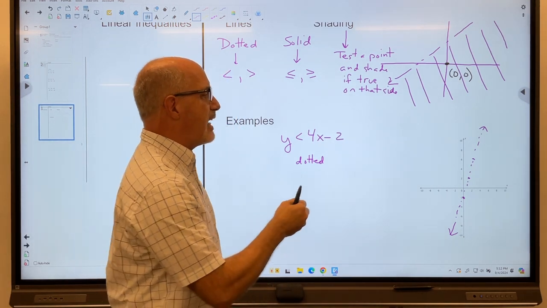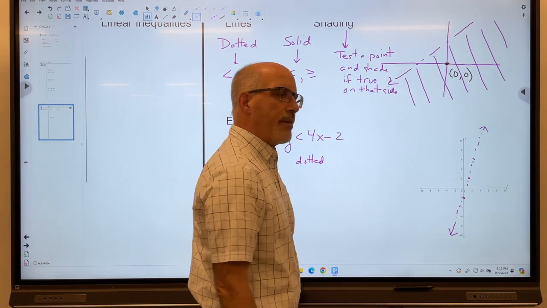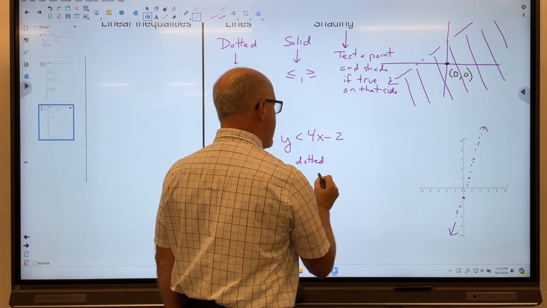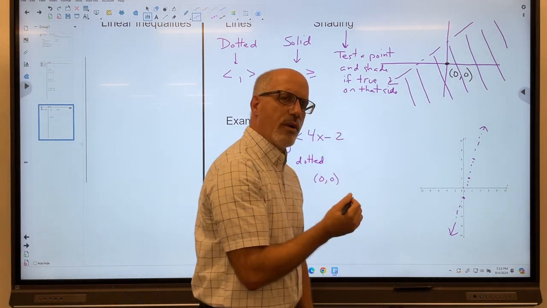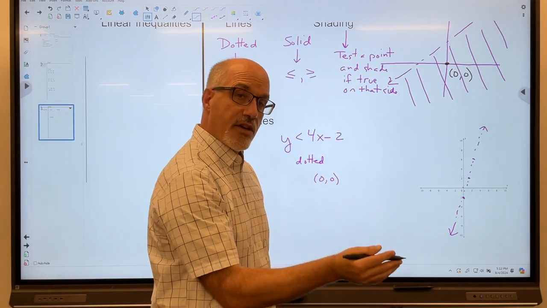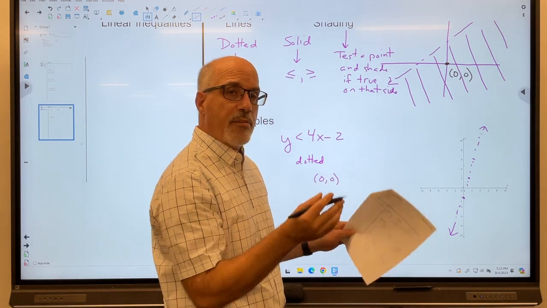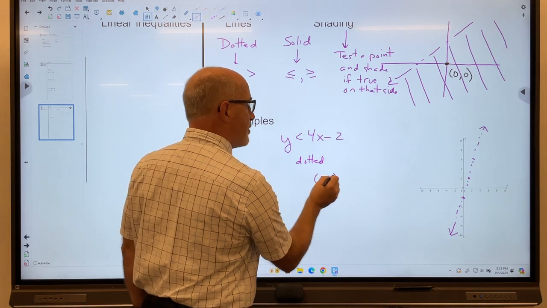Now we have to decide, do we shade above it or below it? So what I'm going to do is pick 0, 0 here. 0, 0 is a point that's a little bit above it. If you're not quite sure it's above it, pick any point that you want to, either above or below, and it should either work or not. Let's test it out. Let's put 0, 0 in.